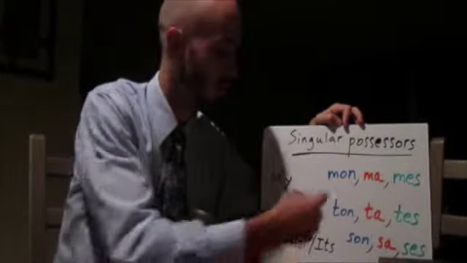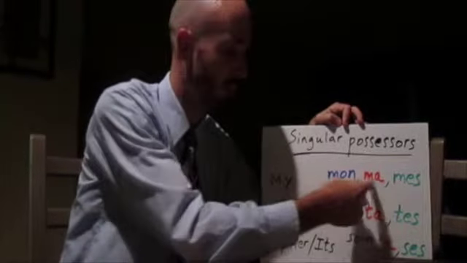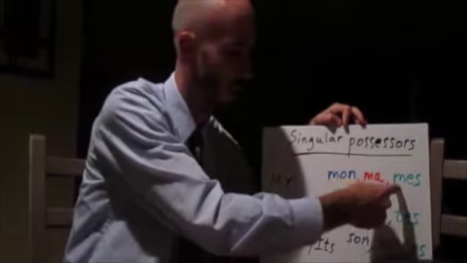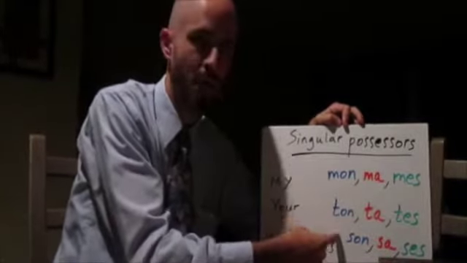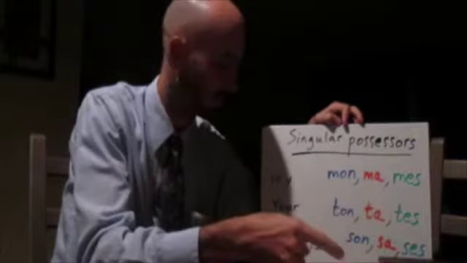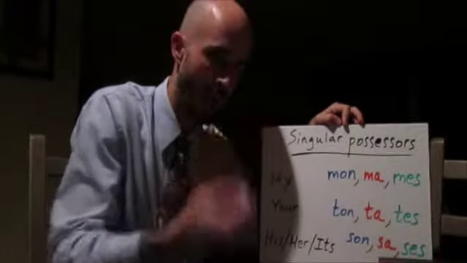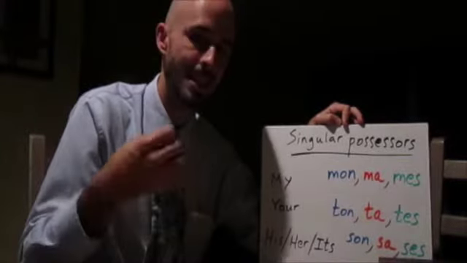So again, if the thing being possessed is masculine singular, mon. If it's feminine singular, ma. Plural, mes. Now there's actually a pattern here. Now second person singular, referring to what the person we're talking to possesses. If the object being possessed is masculine singular, it's ton. If the object being possessed is feminine singular, ta. If the object being possessed is plural, it's tes.